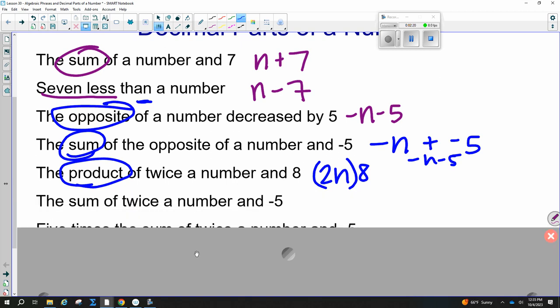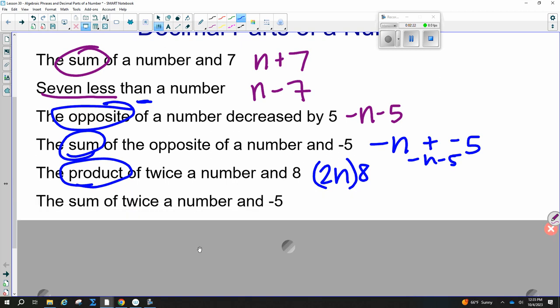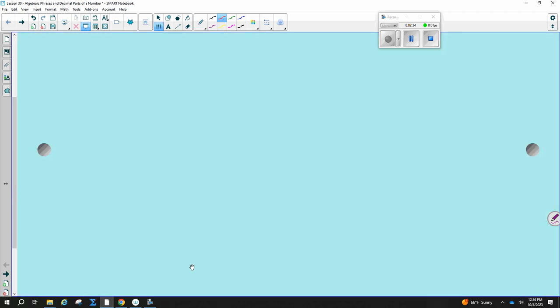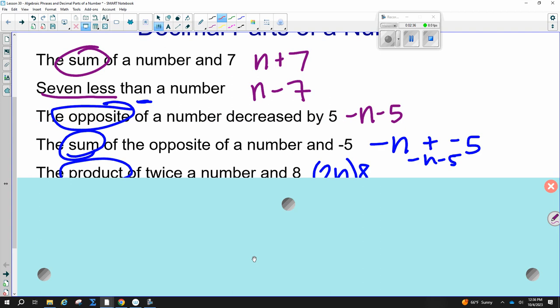All right. The sum of twice a number and negative 5. Knox. Good job. 2n minus 5. All right. So twice a number.